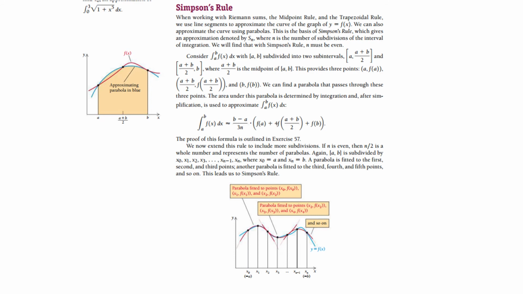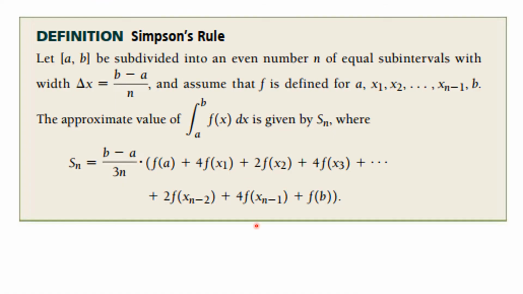Kind of involved in theory, but the final formula is simple also, remarkably simple. So it's called Simpson's rule. Let the closed interval AB be subdivided into an even number n of subintervals with width delta x equal to b minus a over n, and assume that f is defined at all of those points that we divided into. Then the approximate value of the definite integral from a to b of f of x dx is given by script S sub n, or capital S sub n, where capital S sub n is b minus a all over 3n, and these are going to be the values that we take.